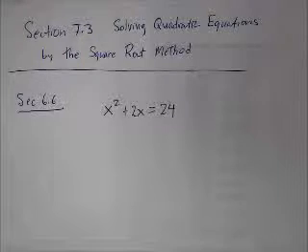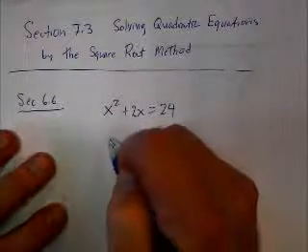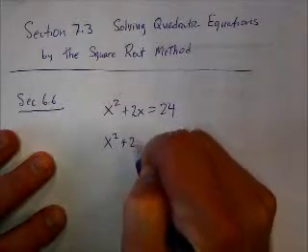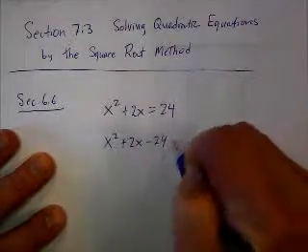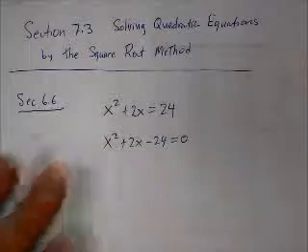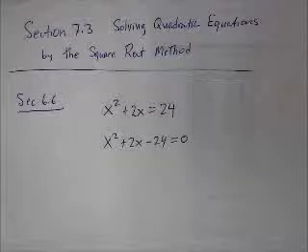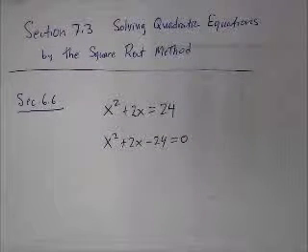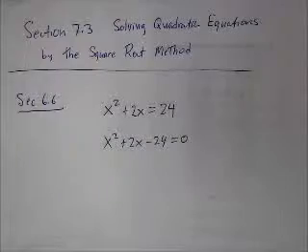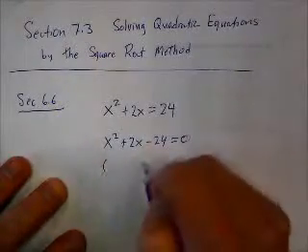And once again, how do we solve quadratic equations? Set it equal to 0. x squared plus 2x minus 24 equals 0. And then what do we do? We have to factor it. We have to find the multiples.